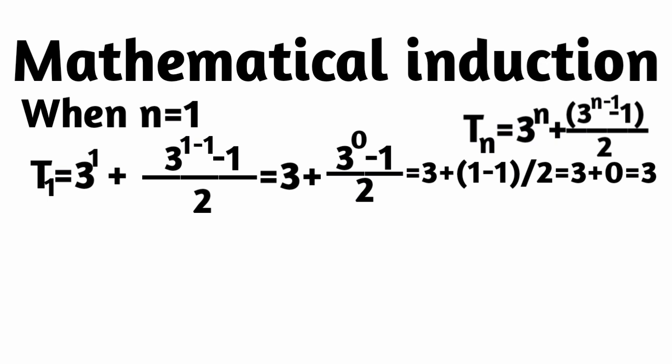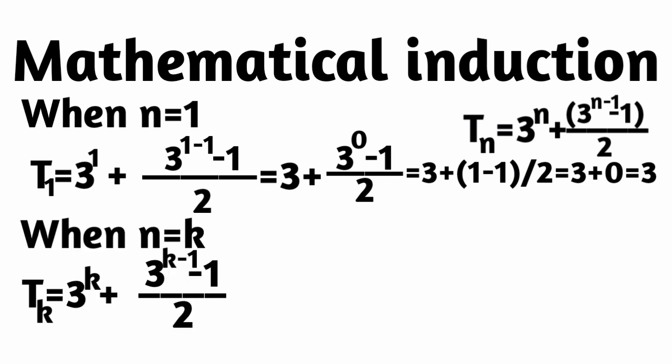Which, after simplification, gives the value 3, which is the first term. Now let Tn = 3^n + (3^(n-1))/2 be also true for n = k. Then the above expression can be written as Tk = 3^k + (3^(k-1))/2.